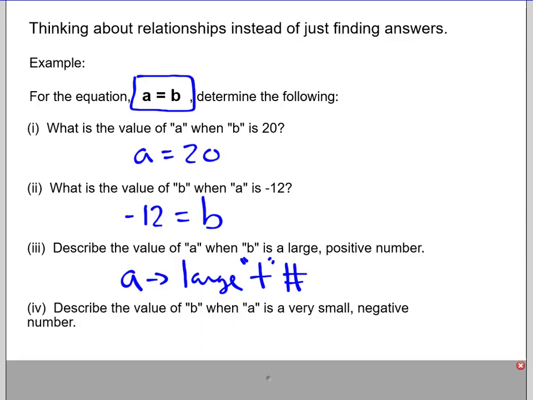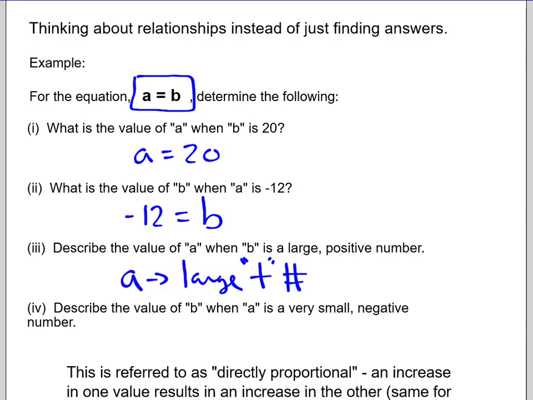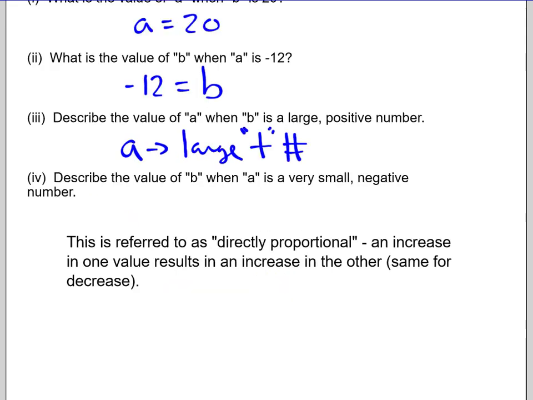Describe the value of b when a is a very small negative number. Now see, this one's tricky because there's some semantic issues here. When we talk about a very small negative number, let's pop over to a number line here. This is -1, -2, 1, and 2. This can be a little bit confusing for some people.